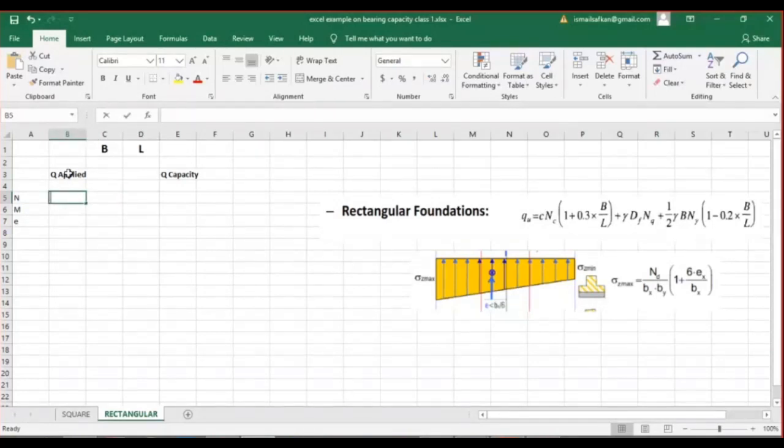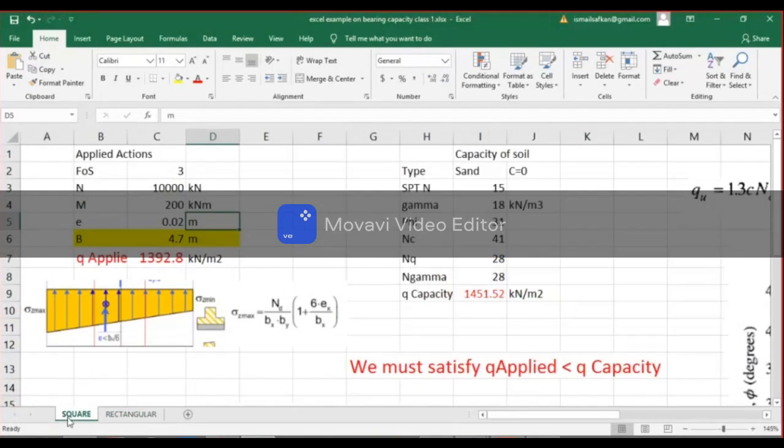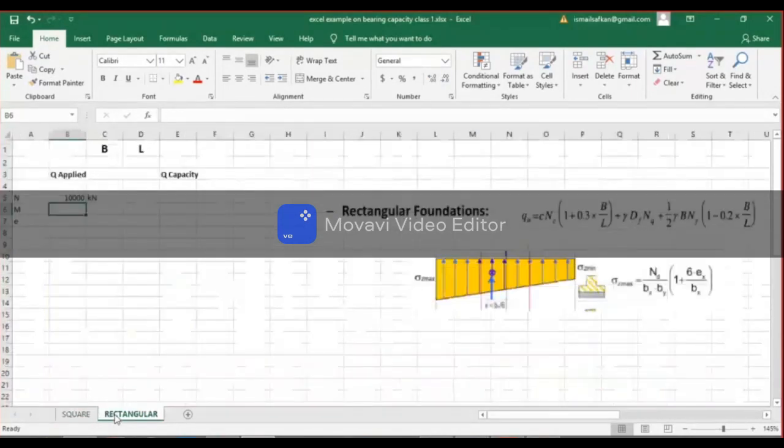So let's input the values as 10,000 kilonewton. Moment, it was initially 200 kilonewton meter.